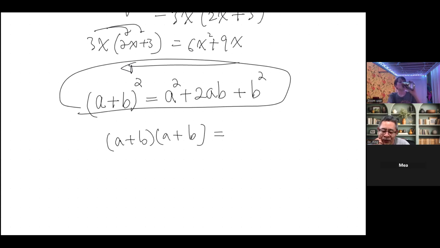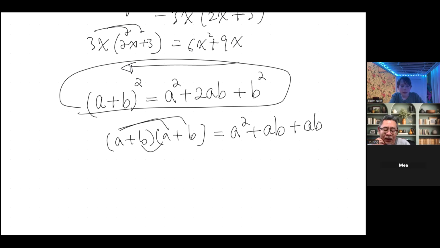So a times a is a squared, a times b is ab, then b times a, well, we know b times a is the same as a times b. That's our commutative property. Then we got b times b, b squared. So we got a squared plus 2ab plus b squared. So that's what we got here.